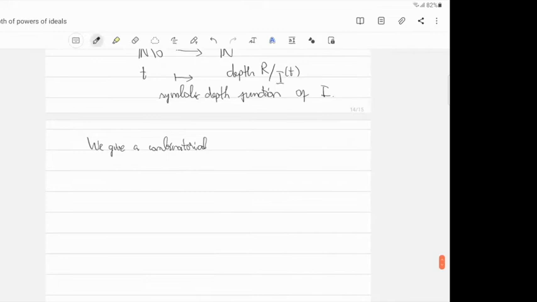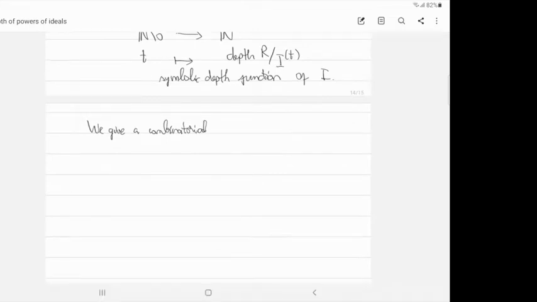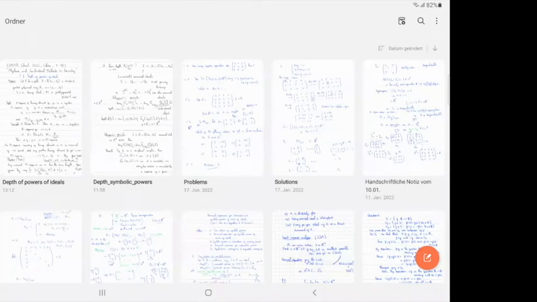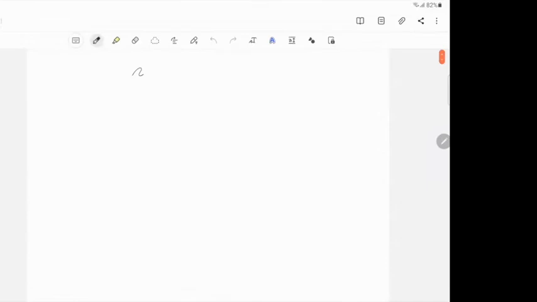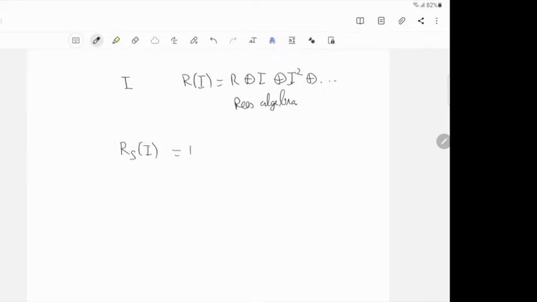In the case of the ordinary power, you have the Rees algebra. So just take the usual powers, and from this ring, it is the Rees algebra. And in the case of symbolic power, you have the symbolic Rees algebra. They are very similar, but the graded components are given by the symbolic power. So they look similar, but they are very different.